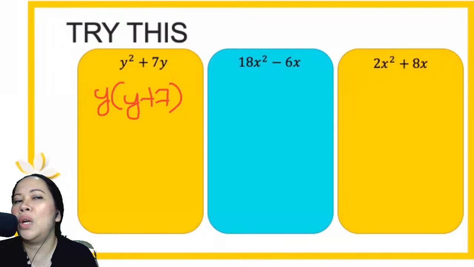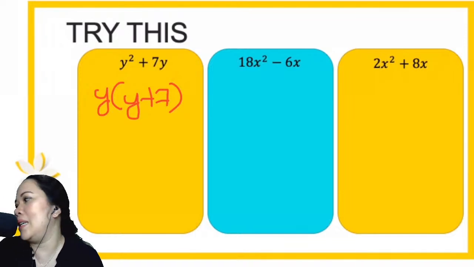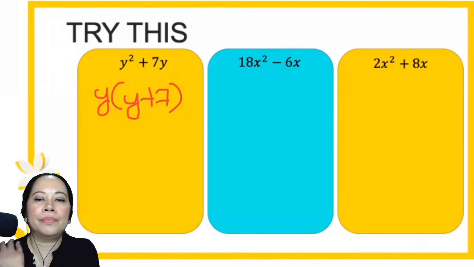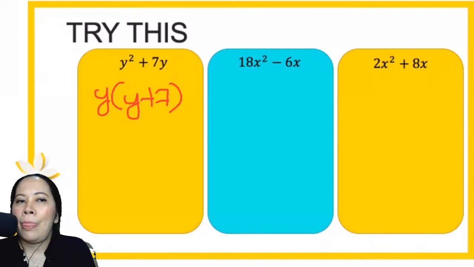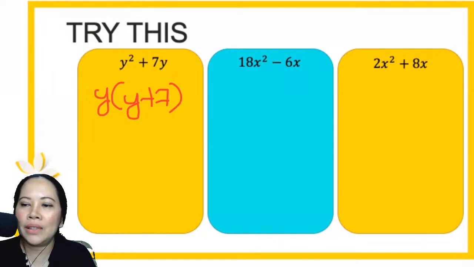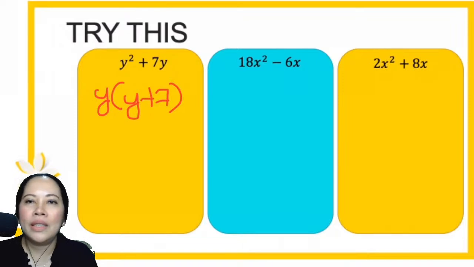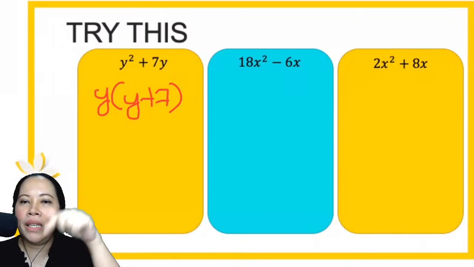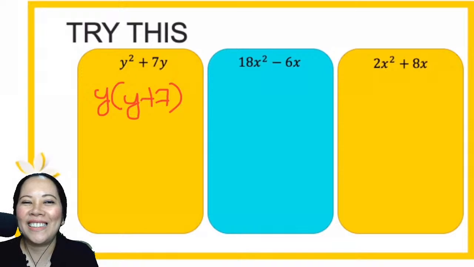What is common between 18 and 6? Okay, what is common between 18 and 6? You factor that out. And what is common between x squared and x? You factor that out. Anyone? Type in your answer. Type in the chat box.